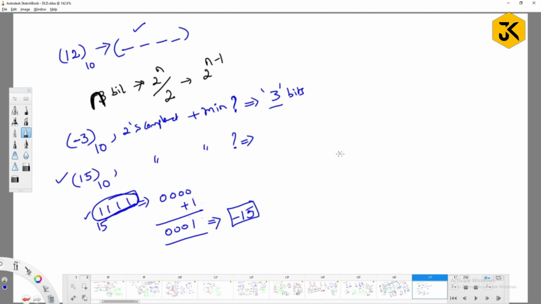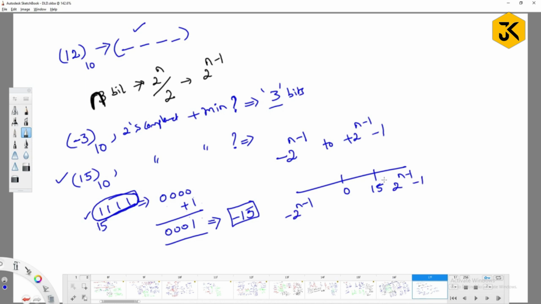So what can you do now? In 2's complement, what is the maximum number you can generate? Generally, what is the range of numbers you can generate? Minus 2 power n minus 1 to plus 2 power n minus 1 minus 1. Meaning if I take a scale like this, my 0 will be here, with 2 power n minus 1 minus 1 on one side and minus 2 power n minus 1 on the other. What value did they ask? They asked 15 here, which is somewhere on it. So in order to represent this 15, I have to find the n value.